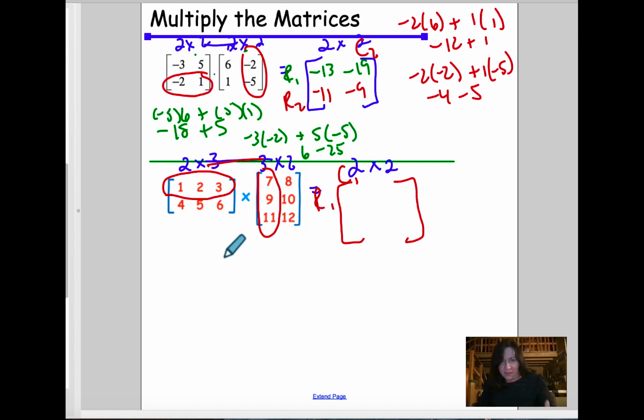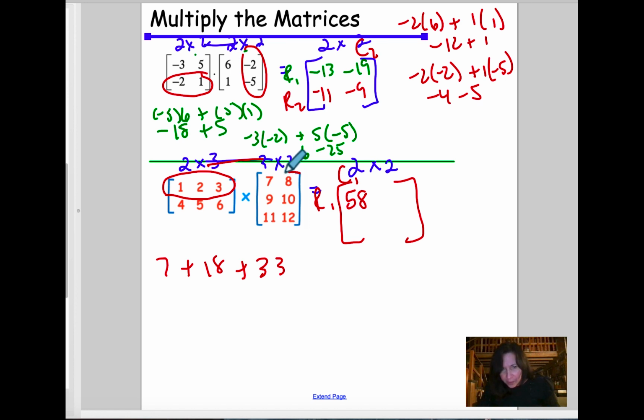So 1 times 7, which is 7, plus 2 times 9, which is 18, plus 3 times 11, which is 33. So 33 plus 18 plus 7 is going to be 58. So this value here is 58. So now I need to do for this column, I need to go row 1 by column 2.